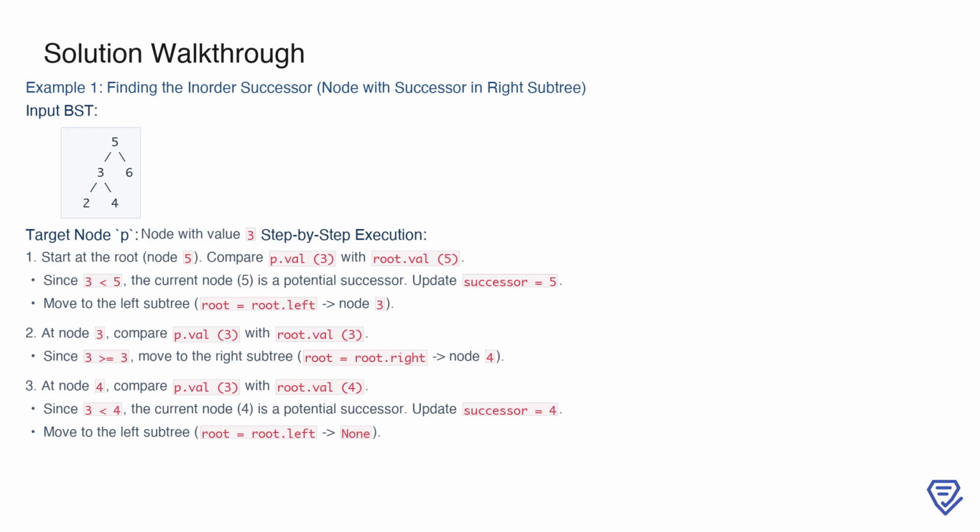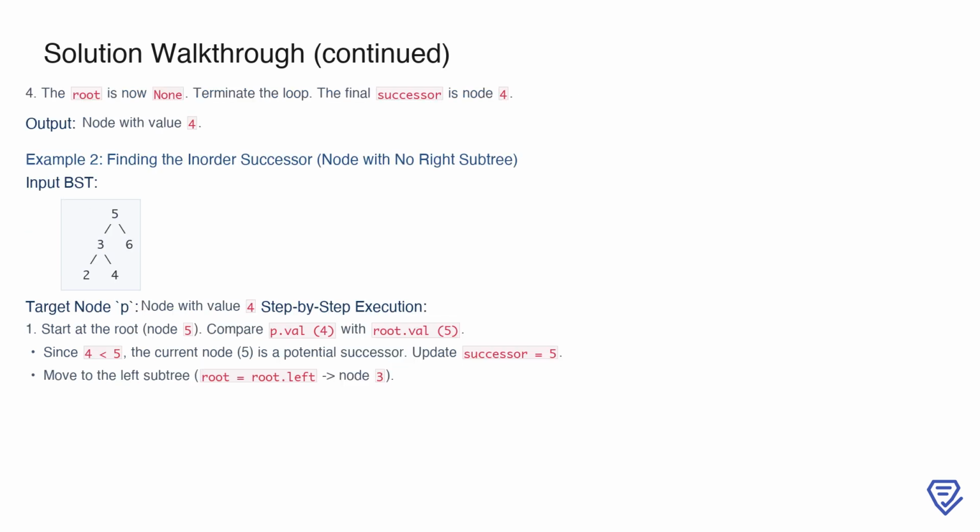We update the successor variable to 4 and proceed to the left subtree to ensure there's no smaller value that still satisfies the conditions. However, the left child of node 4 is none, so we terminate this part of the search. At this point, the root pointer has reached none, which means we've traversed the necessary path in the tree. The final value of the successor variable is node 4, making it the inorder successor of node 3.